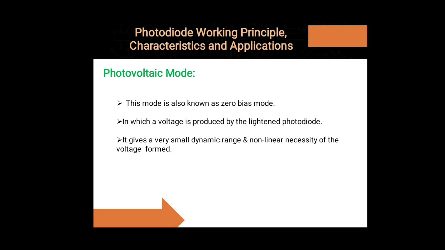In this mode, the voltage is produced by the lighted photodiode. Means, in this case, voltage is produced by the incident light. So it gives a very small dynamic range and a non-linear voltage form. Non-linear means it will not give linear voltage with respect to the incident light.